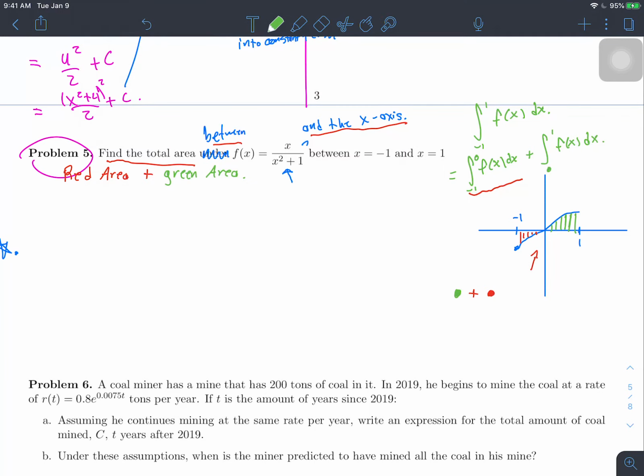So I'm going to write, instead of this, so this is not quite what we want, I'm going to write instead the red area. If I really want to know what the red area is, it's negative integral from -1 to 0 of f of x dx. And then that will be the red area as a positive number, because this integral will give me a negative number, so if I take the negative of a negative number, I'll get a positive number. Then I'll add the green area, which will be the integral from 0 to 1 of f of x dx.